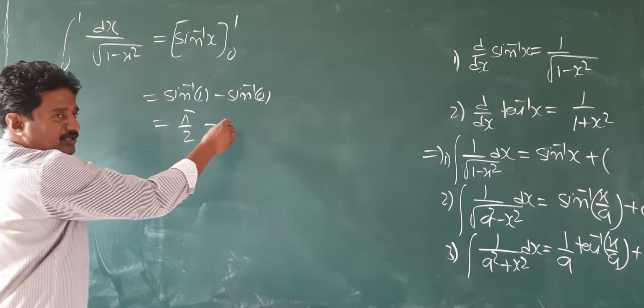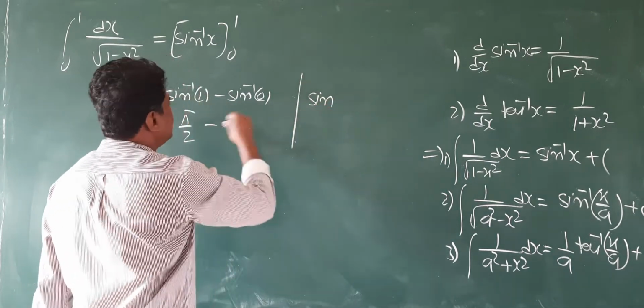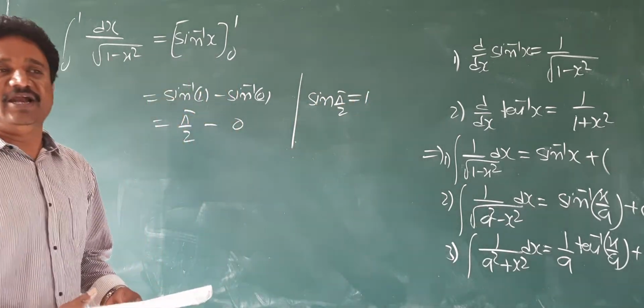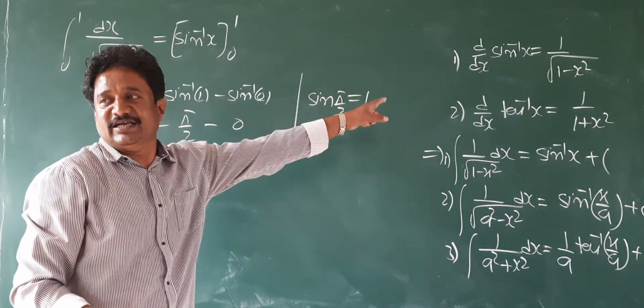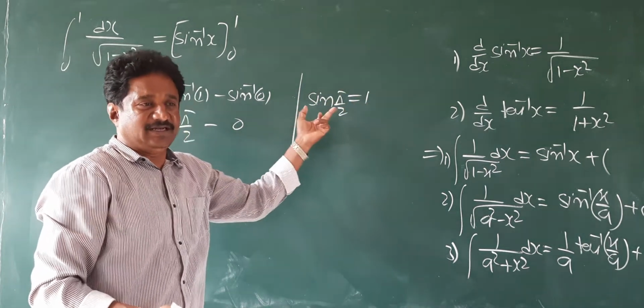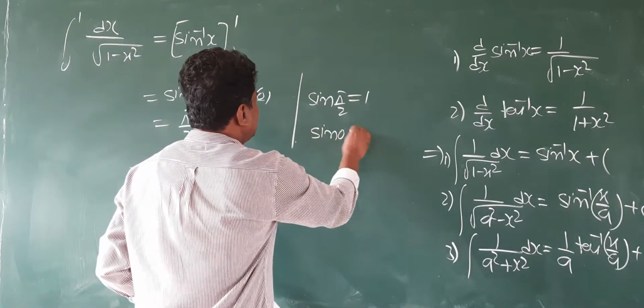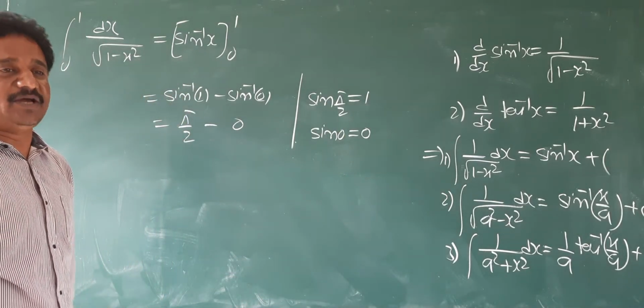Sin inverse 0 is 0. Why is it so? Sin 90 is 1, so sin inverse 1 becomes 90 degrees. Sin 0 is 0, so sin inverse 0 becomes 0.